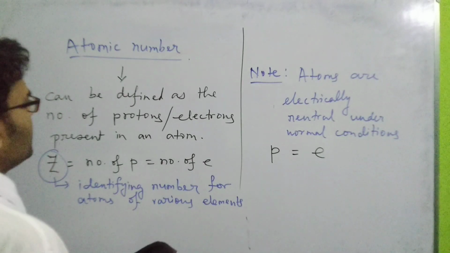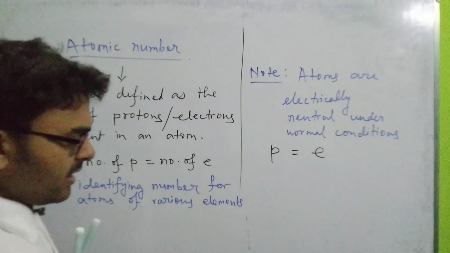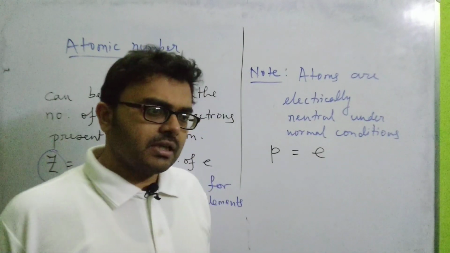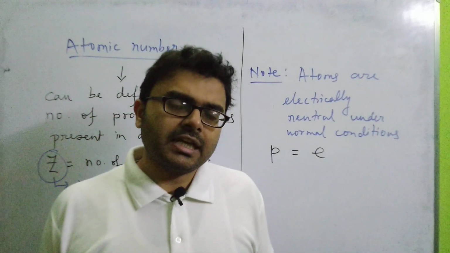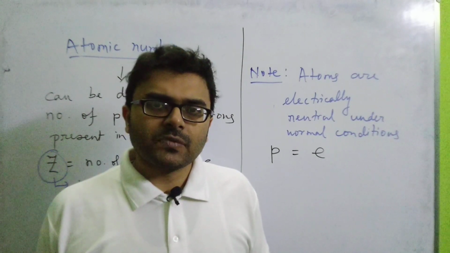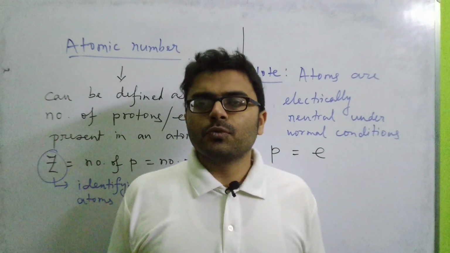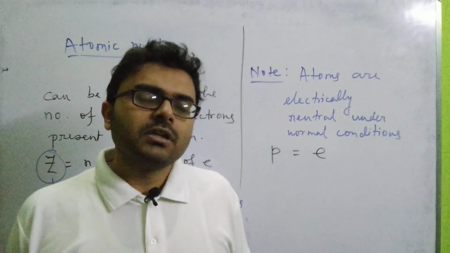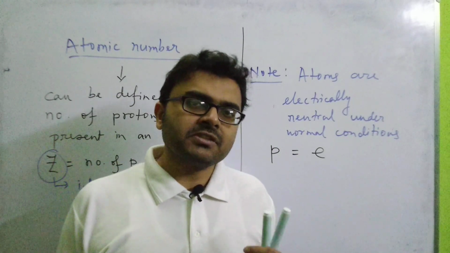Remember, while defining atomic number, you must always write it is the number of protons. Generally, atoms under certain conditions tend to leave away some of the electrons. In that case, the electron number associated with an atom may change, but the proton number does not change. So the number of protons within the atom remains fixed.